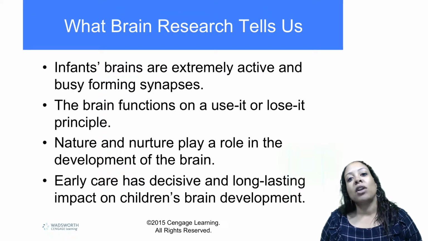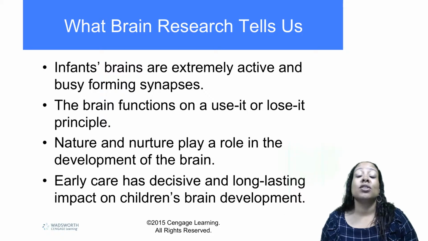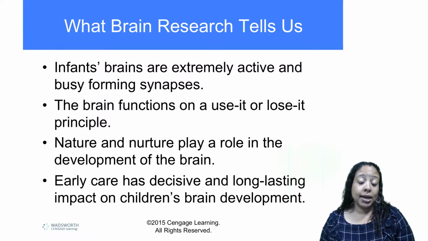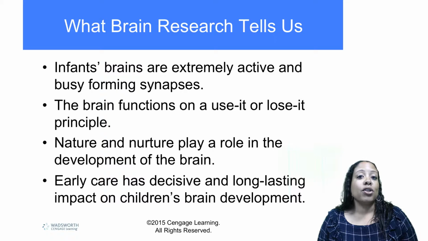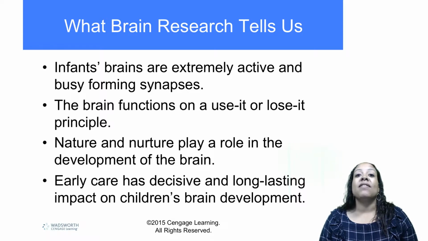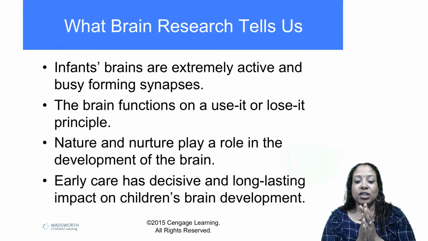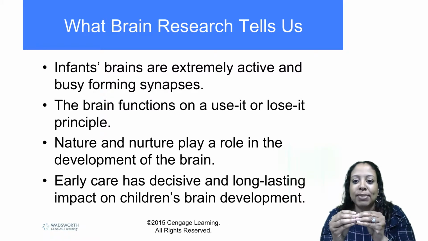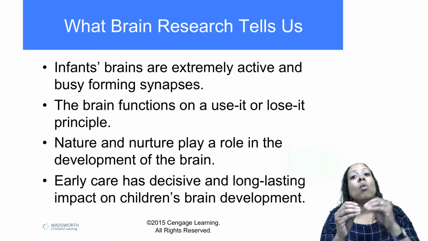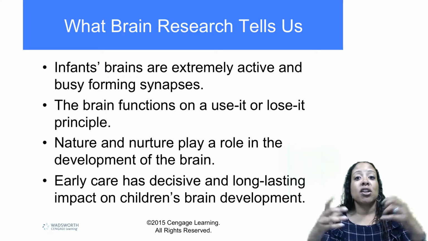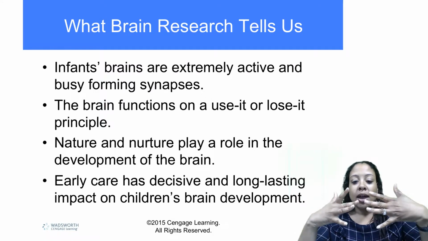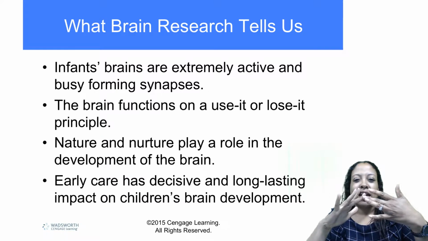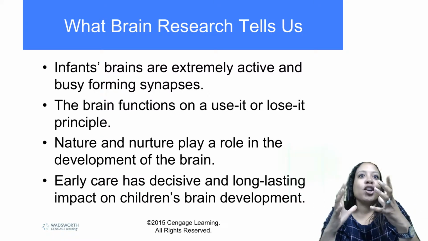What does brain research tell us? Brain research is super fascinating to me. All about neuroplasticity. Infants' brains are extremely active and busy forming synapses. Those are little explosions in the brain when we're making connections. So when I say explosions, I mean the connections that we're making when we're processing information. Our dendrites are forming at these synapses, and then they're making connections. So it's like a little electric charge.